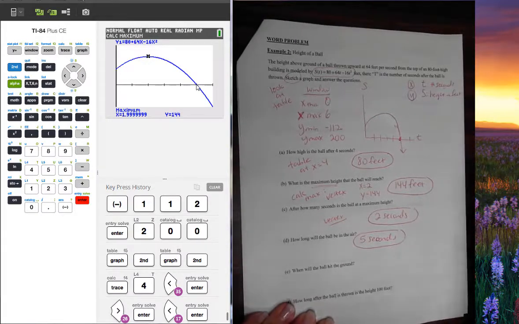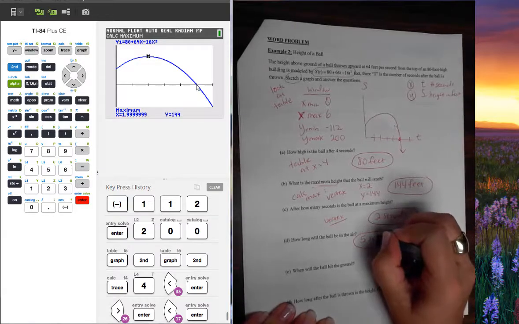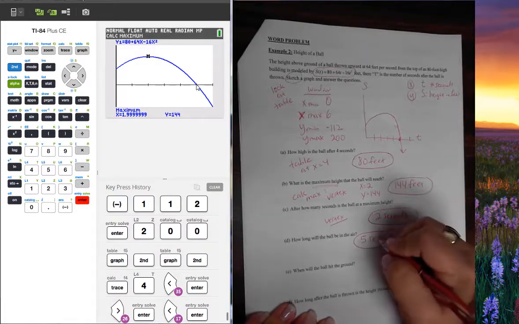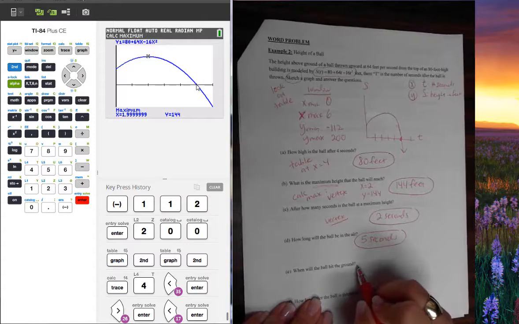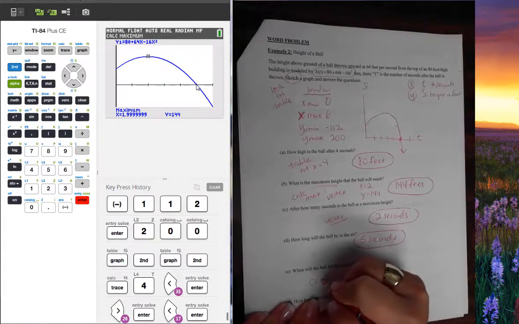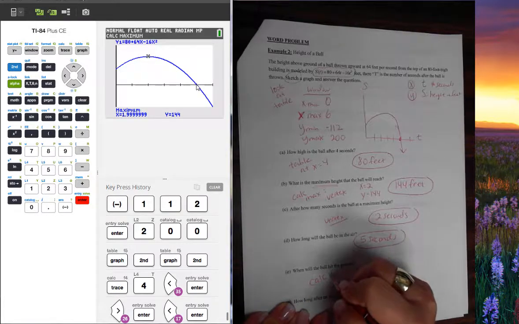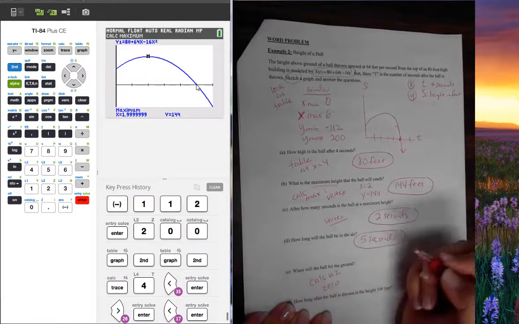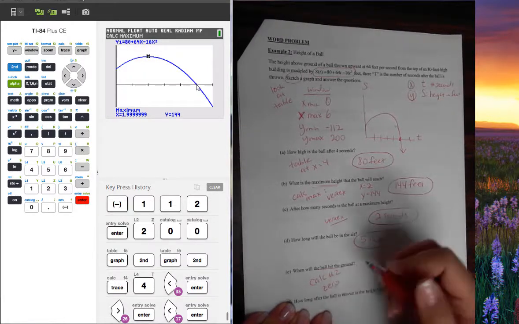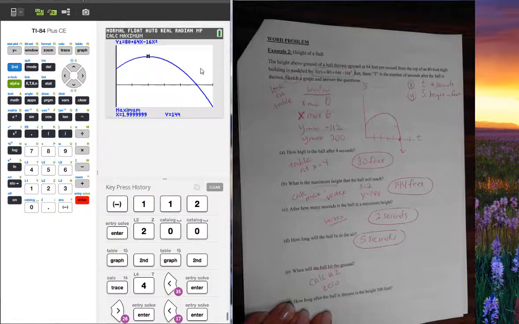It was in the air. The next question, when will the ball hit the ground? And that was also at that 5 seconds, okay? So I want to show you how to calculate that value. Calculate number 2, the 0. When will the ball hit the ground? That's where it's crossing the x-axis right there. See this point right here?